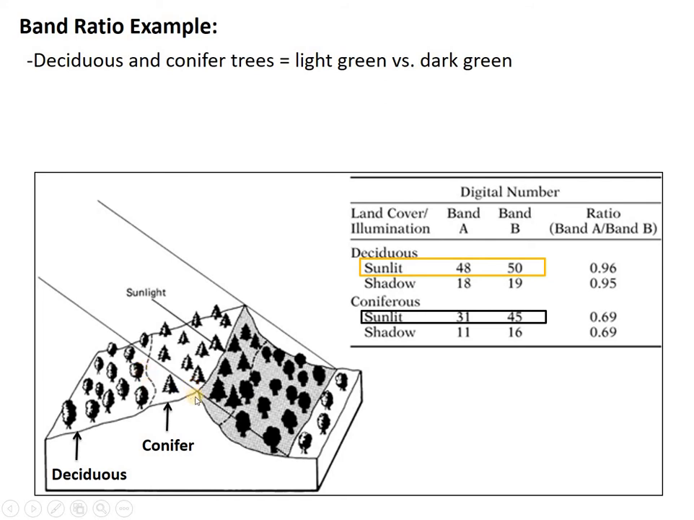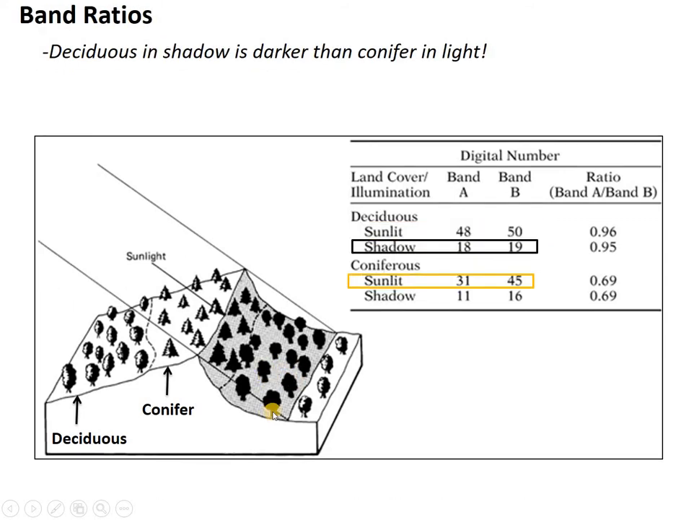Could you actually tell the difference between a conifer in the sunshine versus a deciduous tree in the shadow? That gets a lot tougher. Once a deciduous tree is in the shadow, suddenly its absolute brightness is much lower than a conifer in the sunlight. So it turns out that shadows can cause these changes in the absolute brightness that prevent us from just using absolute brightness to identify or distinguish things.